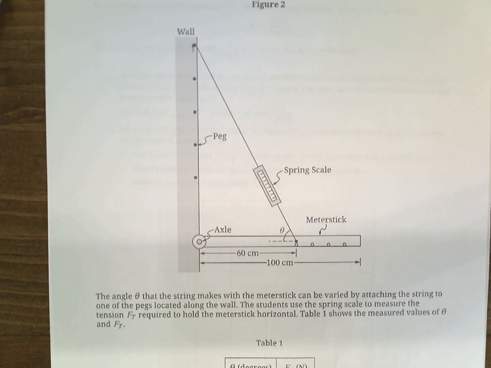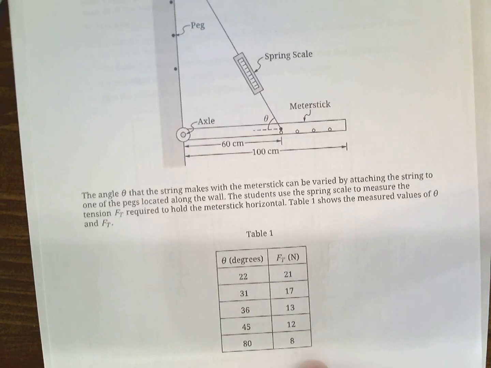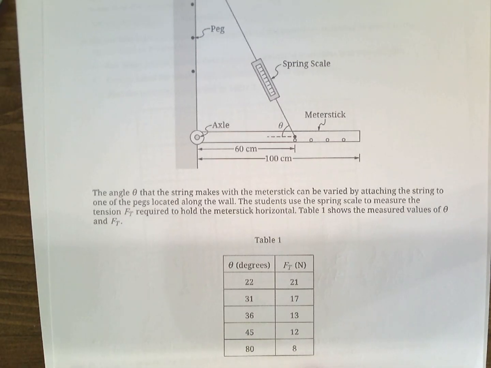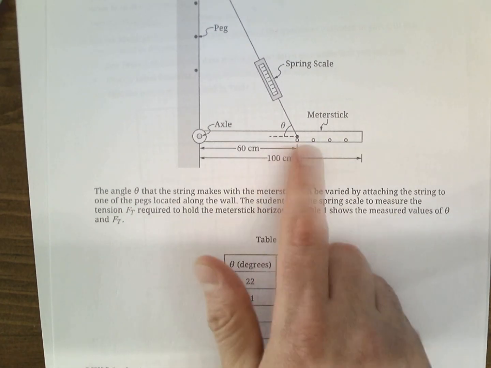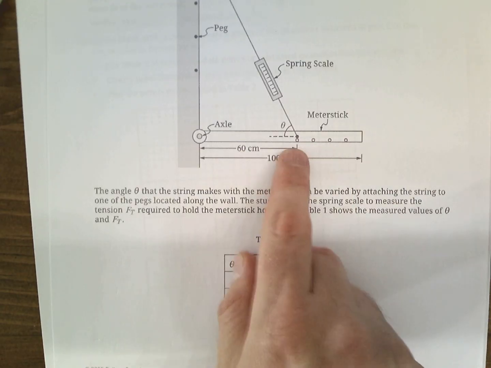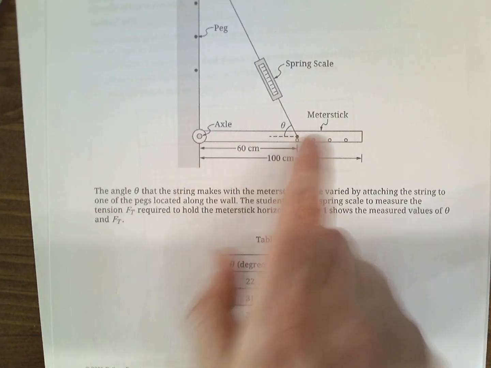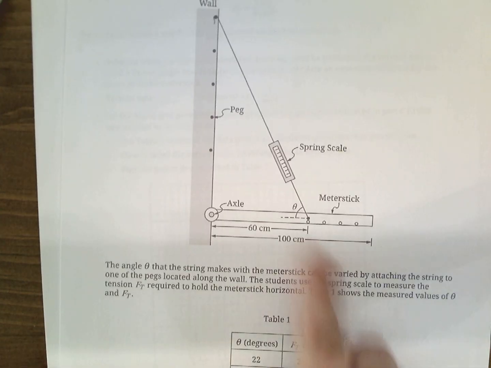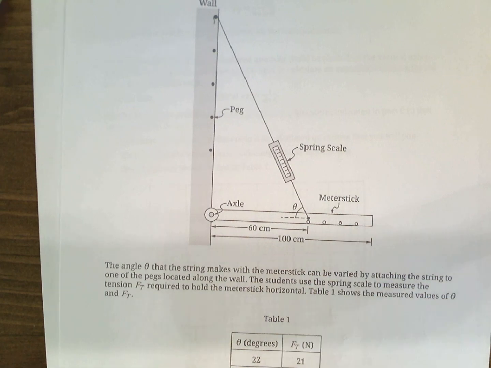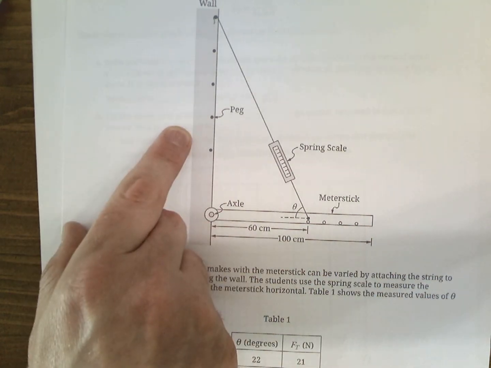So now the meter stick is being held up by a string. The angle theta that the string makes with the meter stick can be varied by attaching the string to one of the pegs along the wall. So where we attached the masses before, now we're just connecting a string and suspending it from above. I guess we could change it down here, but they're saying they're changing the angle by changing where it attaches to the wall.